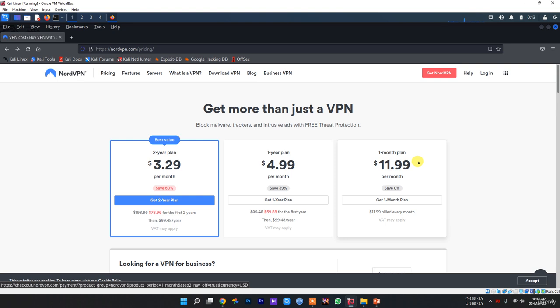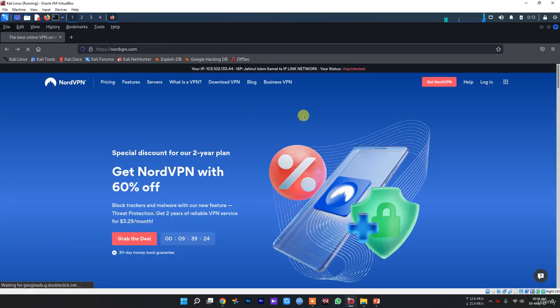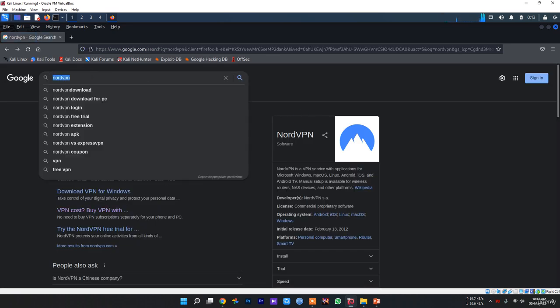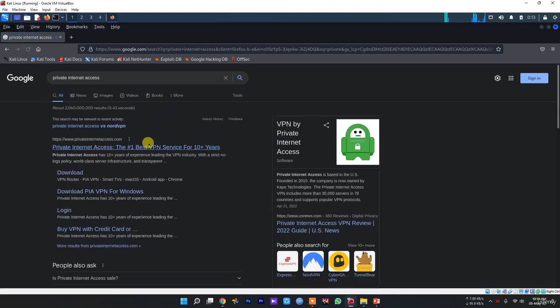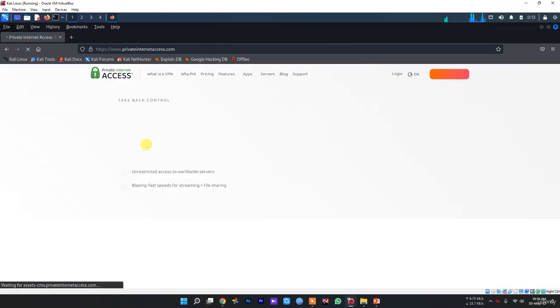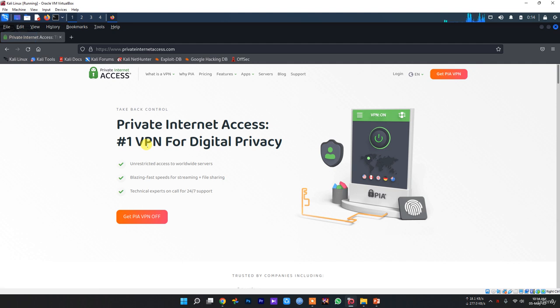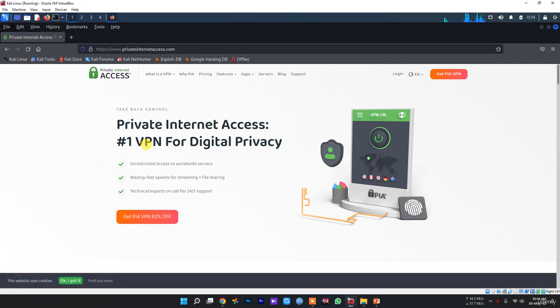So third is Private Internet Access. Let's search that. Private Internet Access is one of the secure anonymous VPNs with a code-proven zero log policy and customizable security features. All of those have a 30-day money-back guarantee.